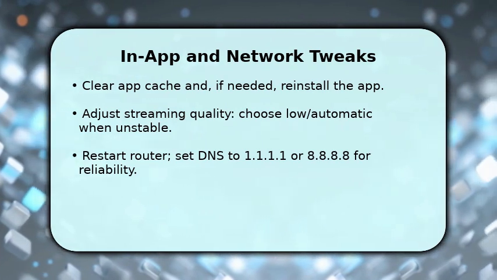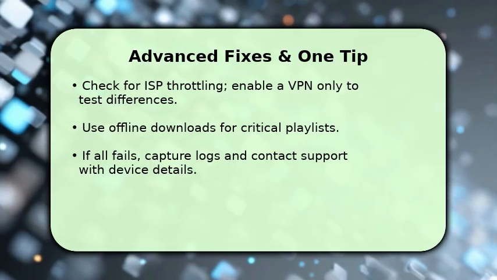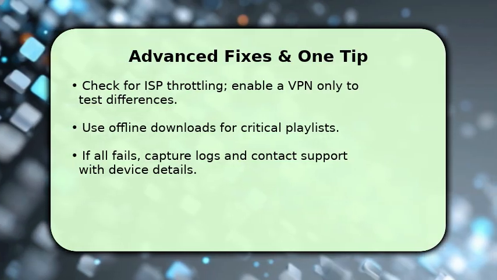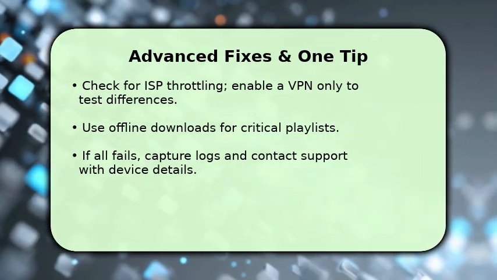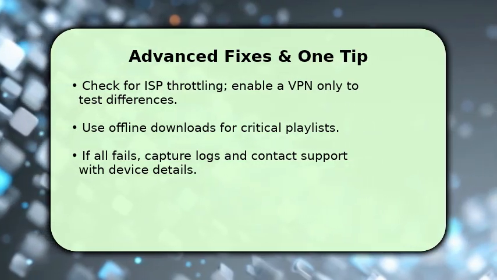Finally, you perform advanced checks and secure a fallback. Verify whether your ISP may be throttling streaming. Briefly try a reputable VPN to see if performance changes, then disable it unless it helps. For essential listening, download playlists offline to avoid streaming issues entirely.